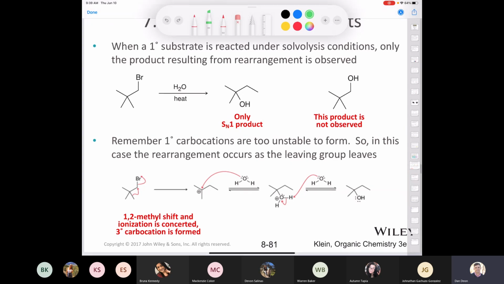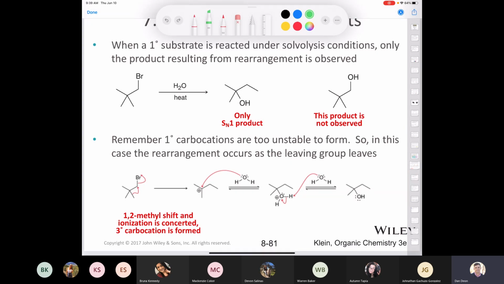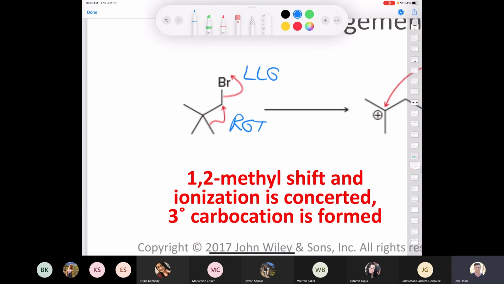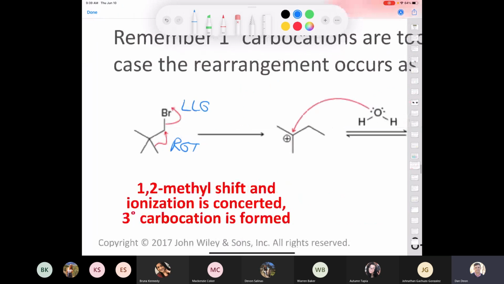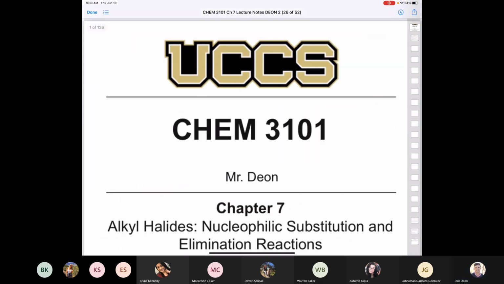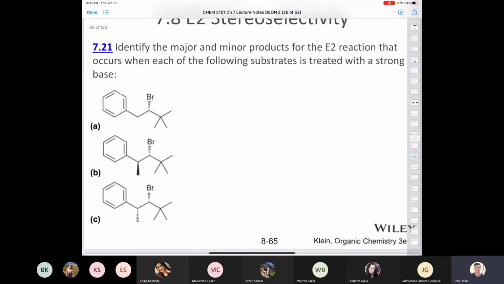You can guess that the answer is on the slide here. Now, you can tell that there's some kind of rearrangement that occurred. And so what happens is that you get the loss of the leaving group and the carbocation rearranging all at the same time. So you get the 1,2 methyl shift and the loss of the leaving group all occurring simultaneously so that you end up with a tertiary carbocation. Water can come in as your nucleophile.